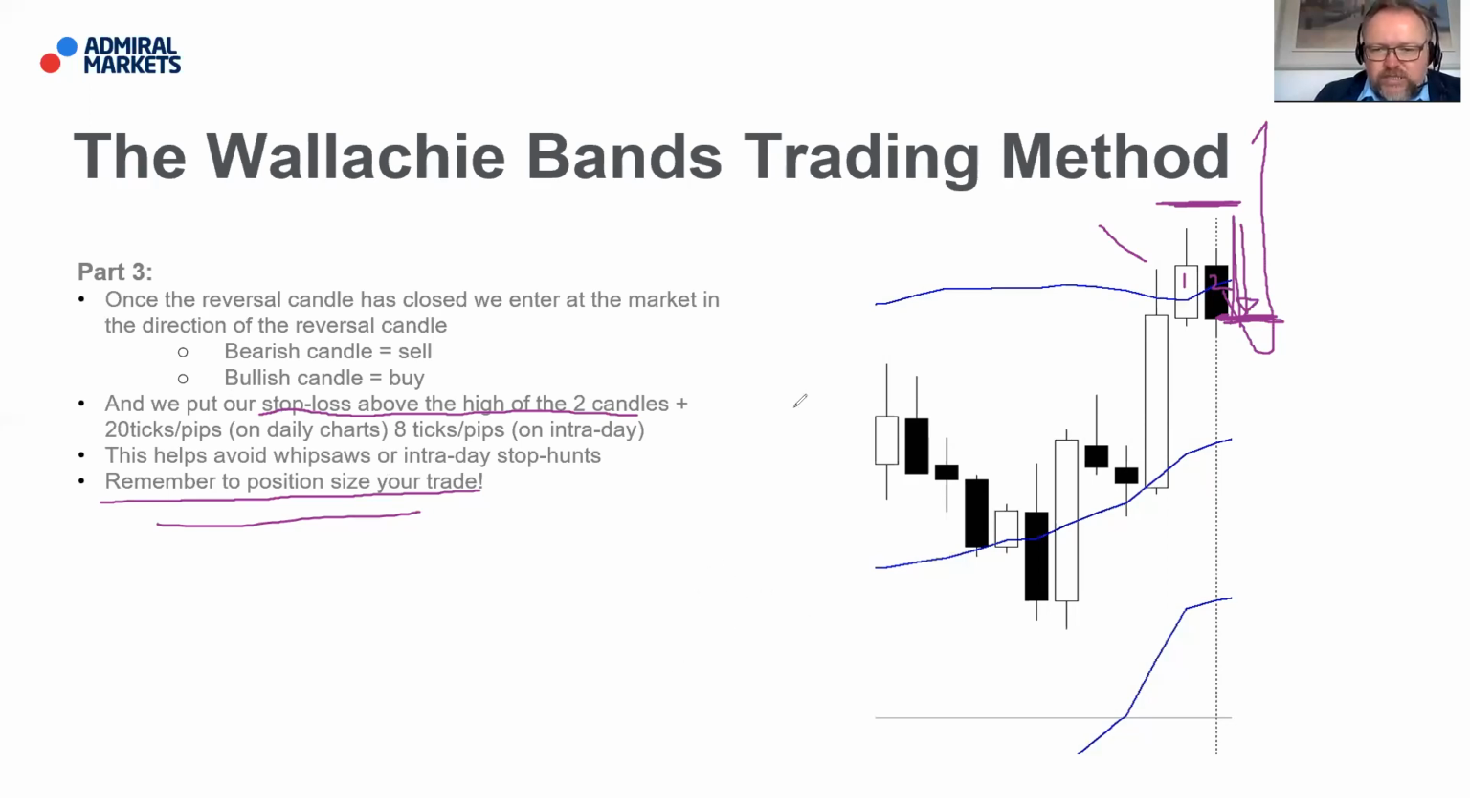We're just looking for a trade setup. We just make sure our stop loss is, for a daily chart, which is what we're going to focus on today, 20 ticks or pips above, or about 8 ticks or pips on an intraday chart if you're trading the 60-minute chart. But we're going to focus mostly on the daily chart here, ladies and gentlemen.